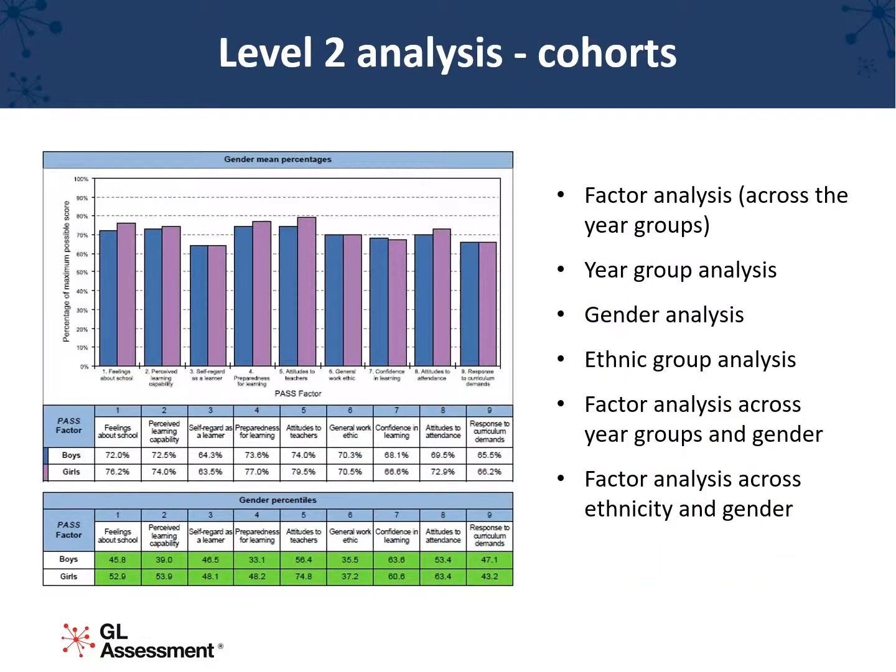The second level, cohort analysis, follows the same format as for the whole school, with mean percentage scores as well as percentiles, but drilling down to an analysis of gender, year group, ethnicity, and combinations of these. This enables you to see whether concerns at whole school level are explained by a specific group within the school or not, as well as helping to identify and monitor groups in the school who may be at risk.